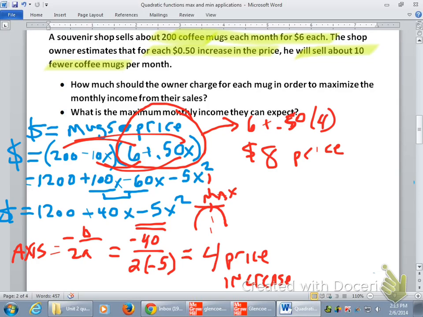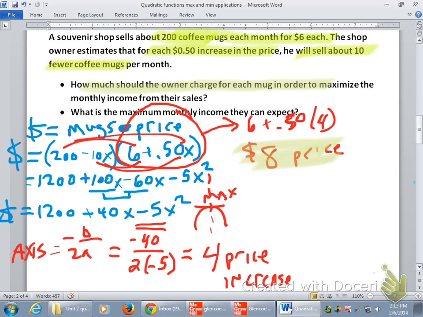Okay? So I've got an $8 price for my mug. So that answers this question here: how much should he charge? Oh, that's an ugly color. All right. It'll be $8, right? Okay. But it doesn't answer all my questions.